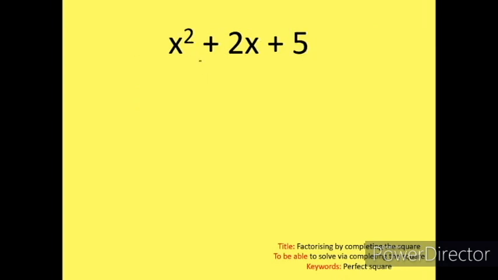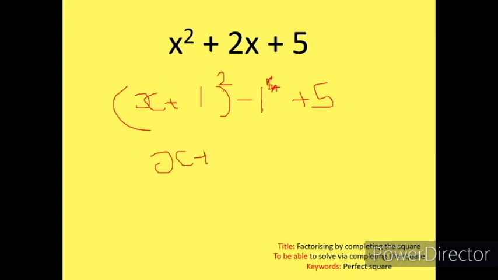That one there. So I want to start again. I know it's going to be x plus something squared. I look at this number, I halve it, so it's 1. And then that's minus 1 squared. Then plus 5. Minus 1 squared is just 1, and minus 1 plus 5 is 4. So it's going to be (x + 1) all squared, plus 4. And that's completing the square.